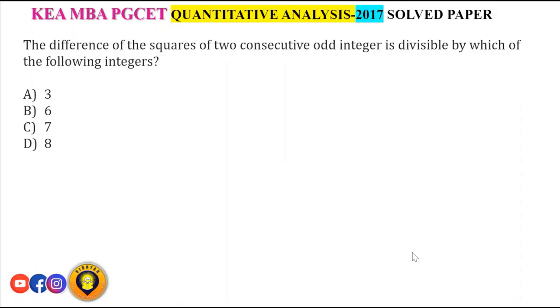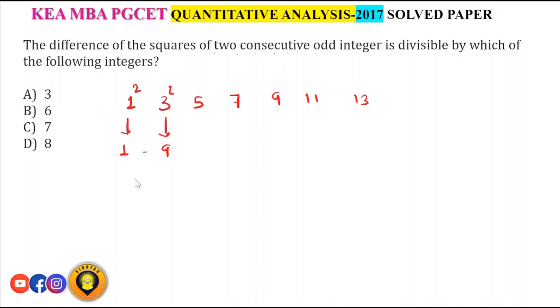The difference of the squares of two consecutive odd integers is divisible by which of the following integers? Difference of the squares of two consecutive odd integers. Odd integer is what? 1, 3, 5, 7, 9, 11, 13, right? Difference of the squares of two consecutive odd integers. That means 1 square. 1 square is how much? 1 square is 1, right? What is 3 square? 3 square is 9. See, 1 square is 1, 3 square is 9. These are consecutive odd integers. What is the difference?